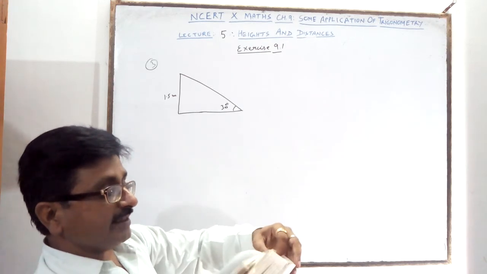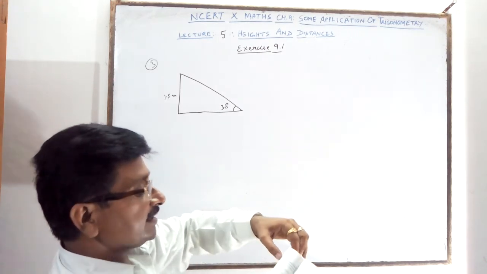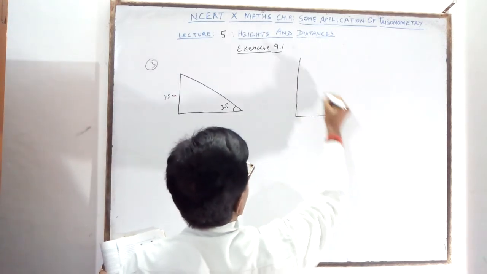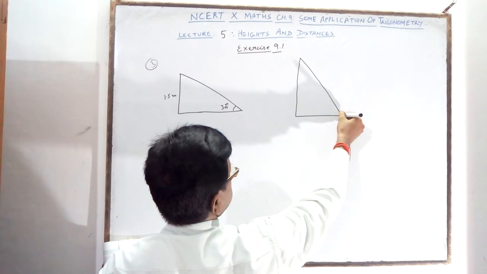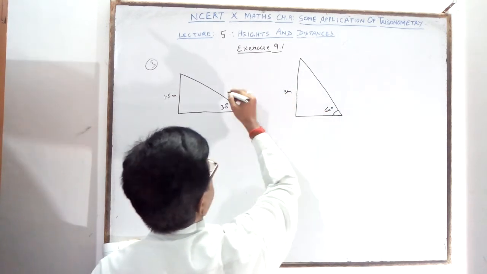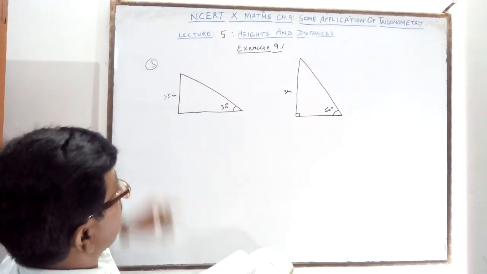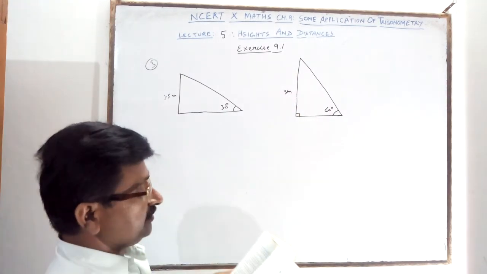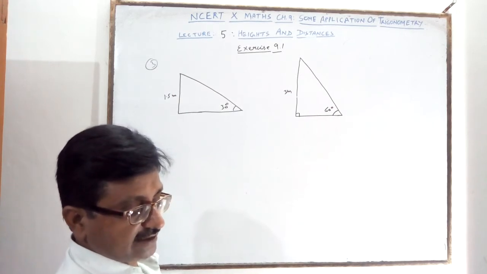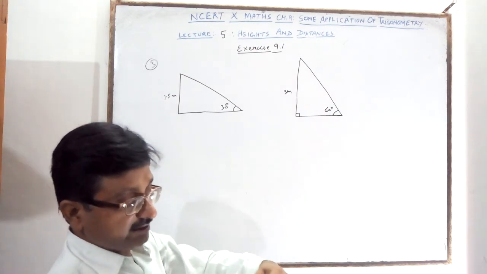Another is given: she wants to have a slide of height 3 meter, inclined at 60 degree. Here the slide is at 60 degree, and it is 3 meter high. The first is for children below 5 years and the second is for children above 5 years. You want to find out what should be the length of the slide in each case.